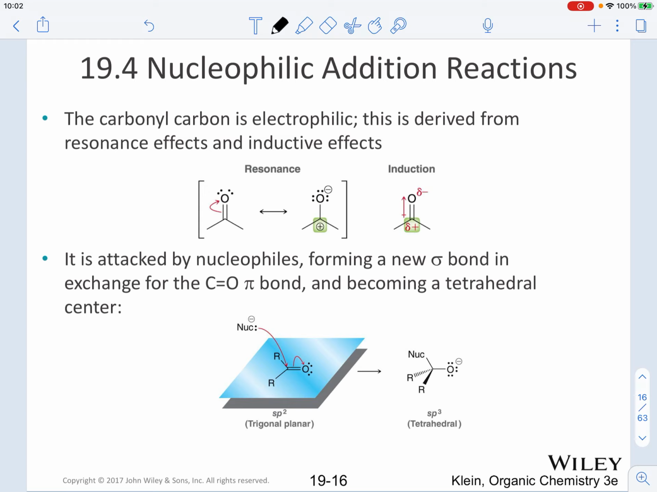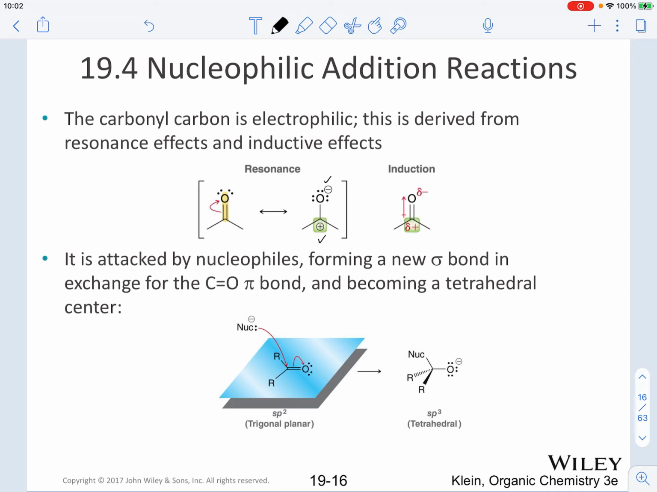First, when it comes to resonance, as you can see, the electrons that are present in the carbon-oxygen double bond can be placed onto the oxygen atom. That creates a negative charge on the oxygen, while the carbon can be positively charged. So there we can illustrate the electrophilicity that the carbon in the carbonyl has.